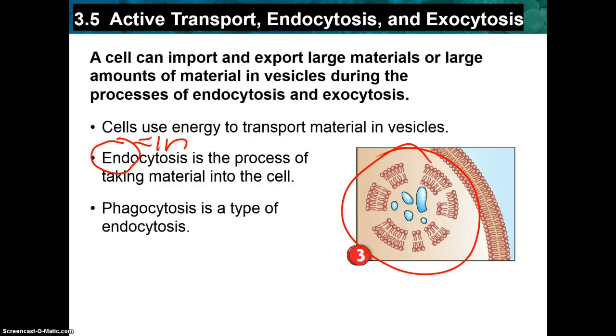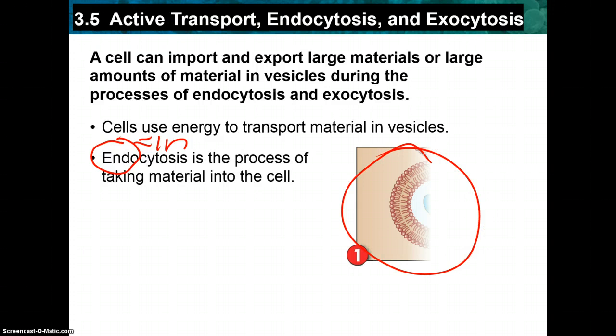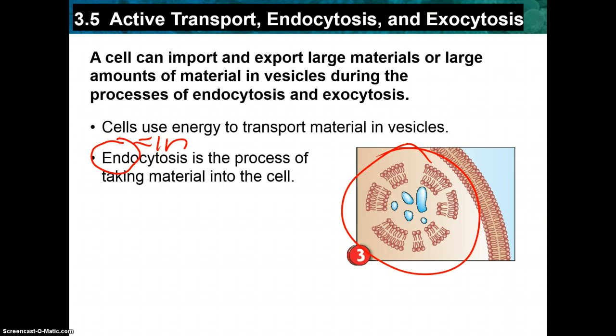And then we have phagocytosis, which is a type of endocytosis. Phago means eat, or consume, something like that. So with the cytosis, the cell, the cell is like eating. If we go back really quick to this animation, it's eating whatever it was that it just ate.